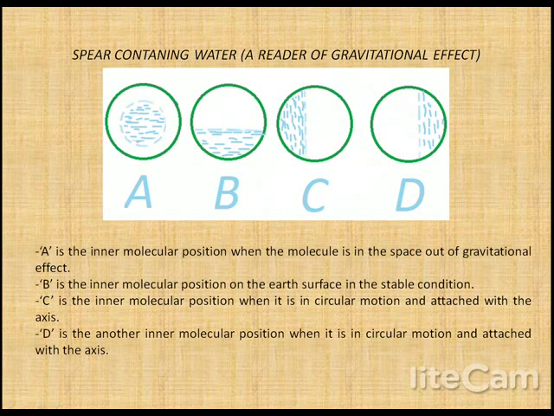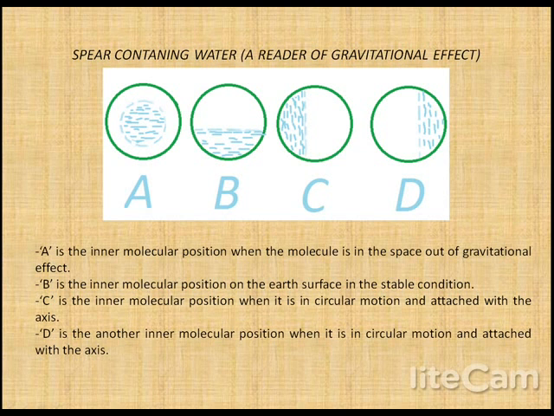Now again we will take one more example: a sphere containing water, free of gravitational effect. Here in the image there are four types of spheres. A is the inner molecular position when the molecule is in space, out of gravitational effect.